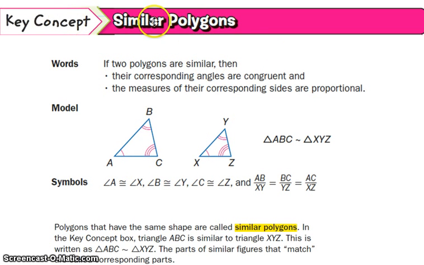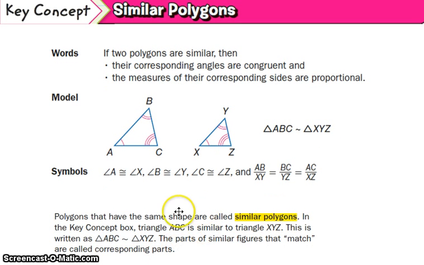Okay, let's look at your key concept here. This is similar polygons. If two polygons are similar, then their corresponding angles are congruent, and the measures of their corresponding sides are proportional. So they have to have the same angle measures, and their sides have to be proportional. If you didn't notice, right there, that's the sign for similar. It's just the squiggly line. We lose the equal sign, and it just becomes the squiggly. So we would say triangle ABC is similar to triangle XYZ. And the same thing, we use the word corresponding. A corresponds with X, C corresponds with Z, and the same thing with side lengths. YZ corresponds with BC. And that's how we set up our proportions to find the similar sides.